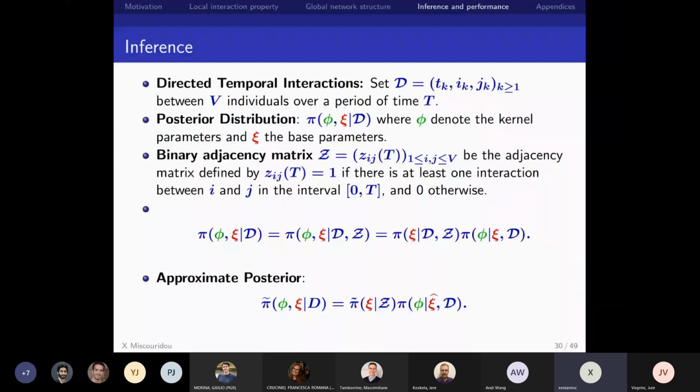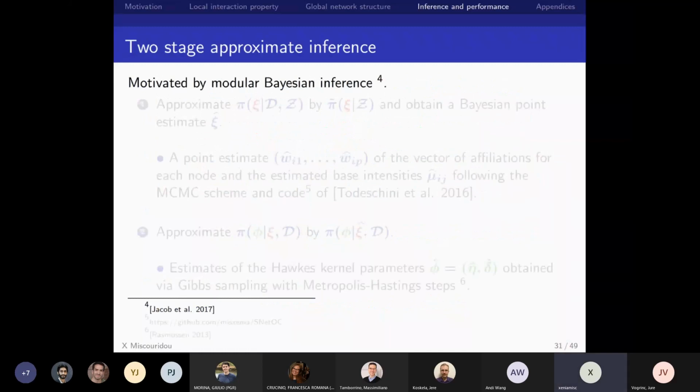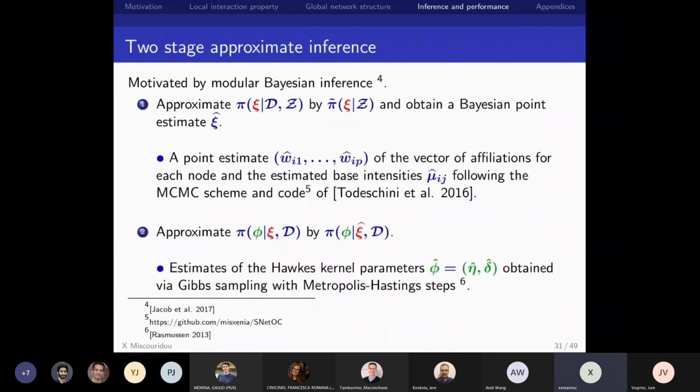And it turns out that I'm always taking a Bayesian approach based on sampling. And it was difficult to have a full Gibbs sampler updating all these parameters sequentially in the same sampler. So what we came up with was this approximate posterior to do that, that we call a two-stage approach, a two-step approach. So I am talking about this here. My two-stage inference is motivated by modular Bayesian inference. There was this paper by Jacob et al. that initially inspired me to take this approach.